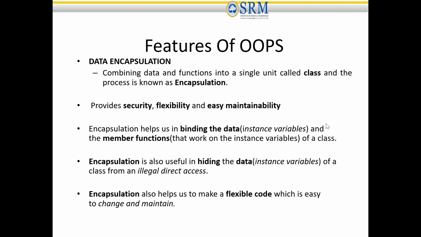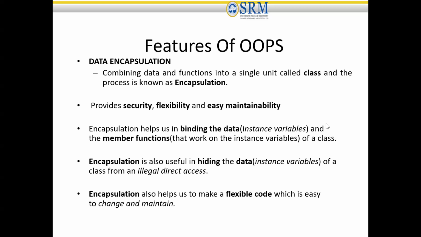Now come to the next one. It provides security, flexibility, and easy maintainability. In data encapsulation, the benefit is security. Security means the data cannot be accessed from outside. That can be achieved with the help of encapsulation. Flexibility and easy maintainability. So how can it be achieved in object-oriented programming? With the help of the concept called access specifiers.